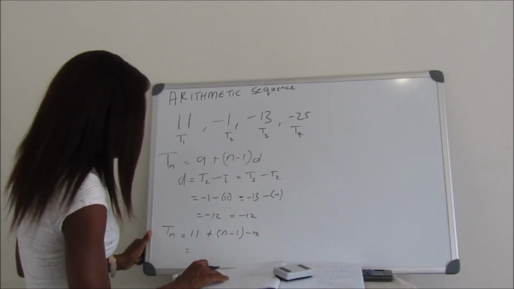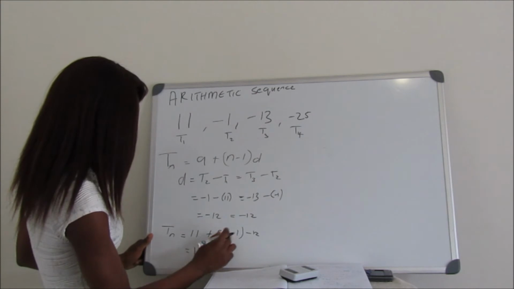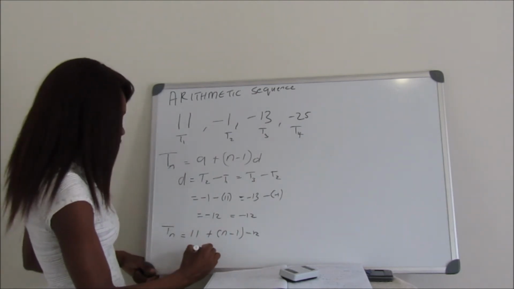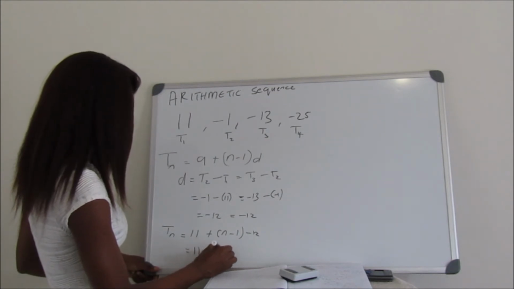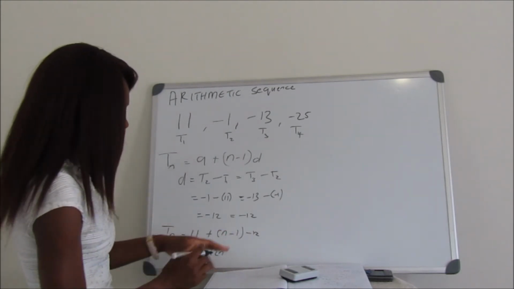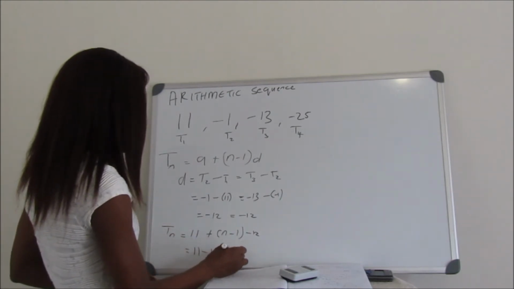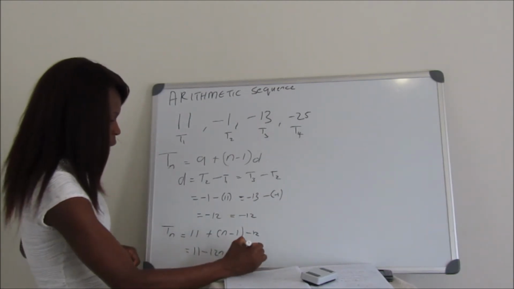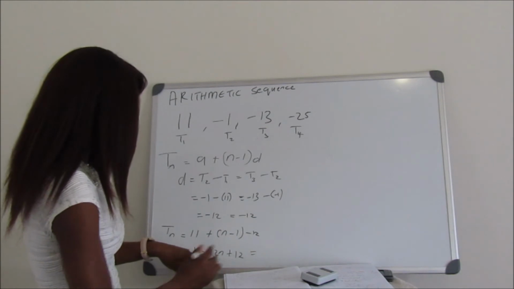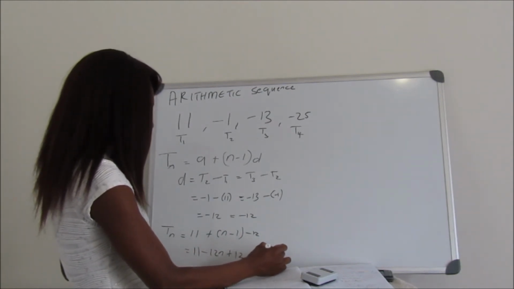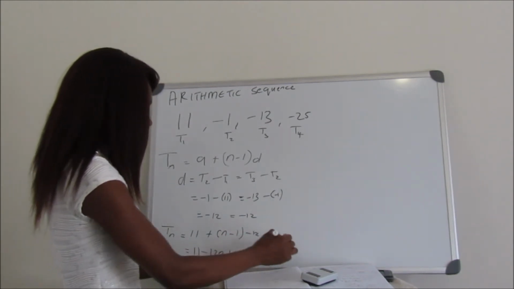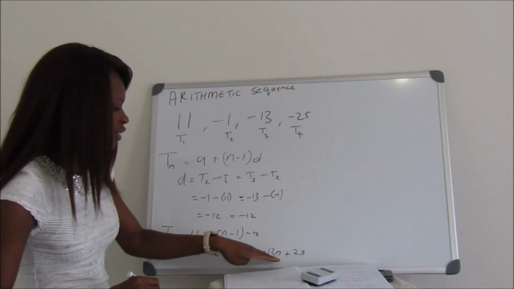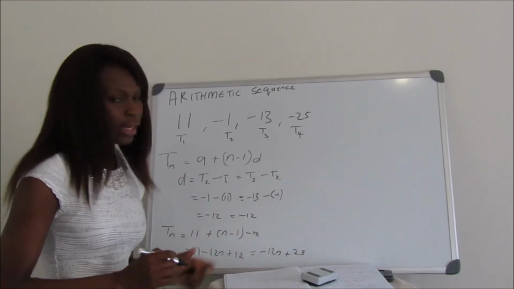Then from here, we can multiply into the brackets. Negative 12 multiplied by n will be minus 12n. Negative 12 multiplied by negative 1 will be plus 12. Then at the end, 11 plus 12 gives us 23. So our equation is negative 12n plus 23.